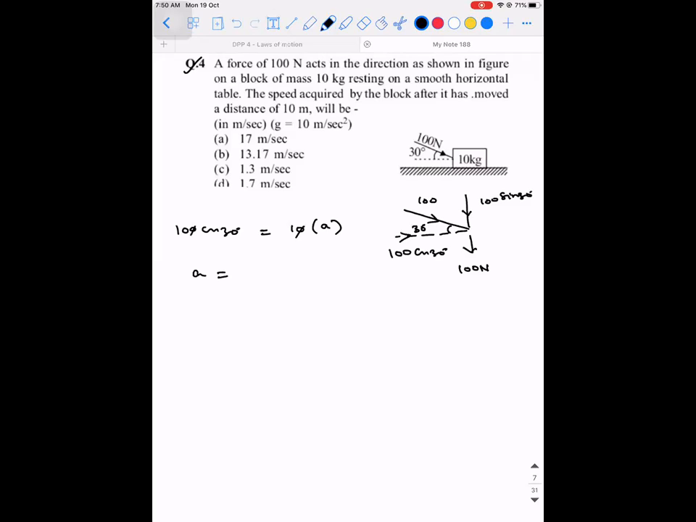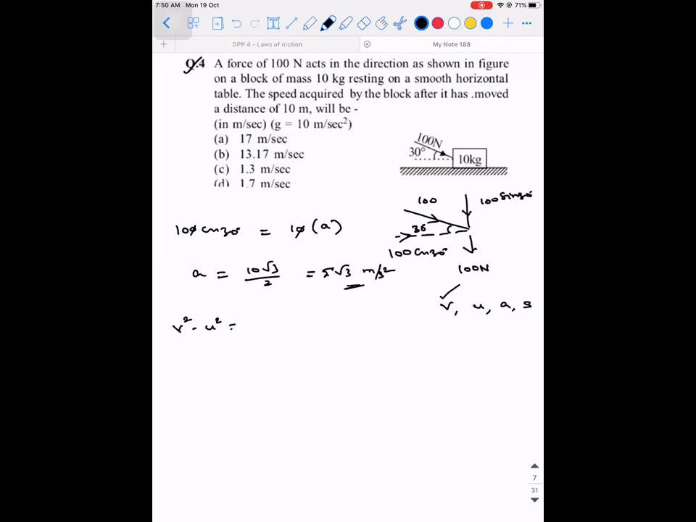So A will be equal to this and this will get cancelled. 10 into cos 30 is root 3 by 2, that is 5 root 3 meter per second square is the acceleration. Now what are they asking? Speed acquired by the block after it has moved a distance of this much value. So you have V, U, A and S. V is what you need to find.